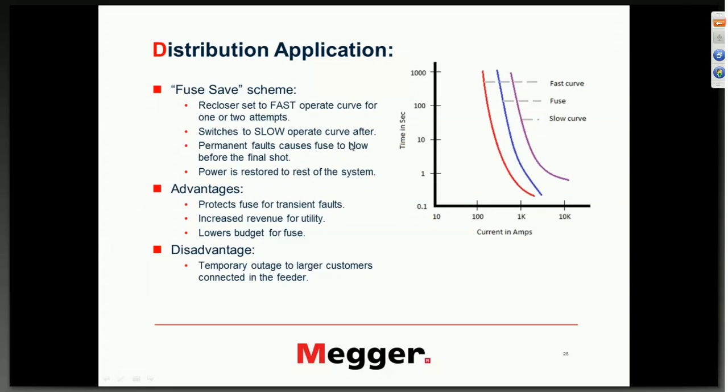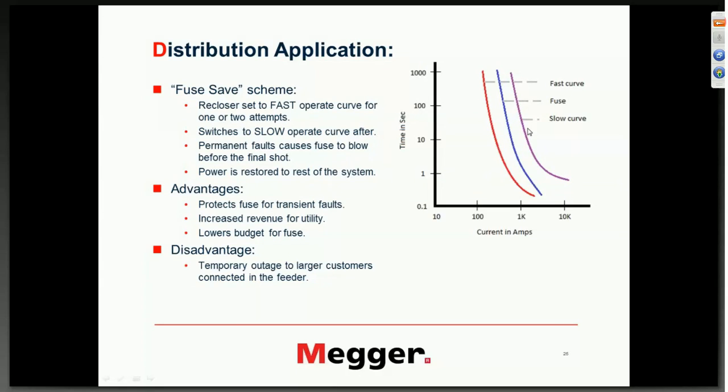So in this design point, what we are going to do is save the fuse for a couple of times. The fuse will have its own threshold. So you will open the circuit breaker before the fuse will blow. Your controller controlling the circuit breaker or auto recloser will open the circuit breaker faster than the fuse blow time. After a couple of shots, it switches to the slow operating curve.